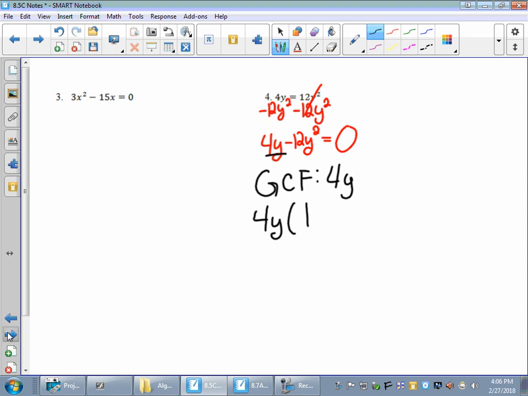4y times what will get me to a negative 12y squared? Well, I know it needs to be negative. I know 4 times 3 will give me 12. And I know in order to get to a y squared from y, I need to multiply by another y. Don't forget, once you're done factoring, bring down that equals 0. You can't lose him. If you don't have an equal sign, you don't have an equation.